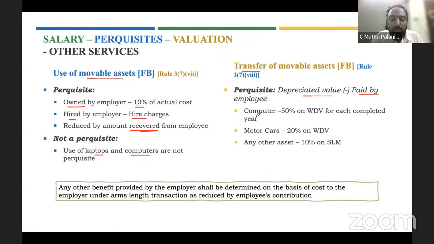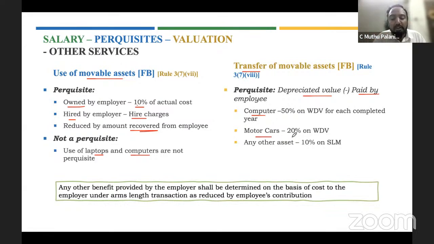If it is a computer, 50% on WDV for each completed year. So for each completed year, I'll apply 50%. I will calculate the WDV, whatever minus recovered. Let's say the product was worth 1 lakh. After 2 years, I'm selling. First year, the depreciation will be 50%, 50,000. So balance 50,000. Second year, I'll provide another 50%, so now it will become 25,000. In the third year, it remains 25,000. Now I'm paying my employer 5,000. So 25,000 minus 5,000 becomes my perquisite.